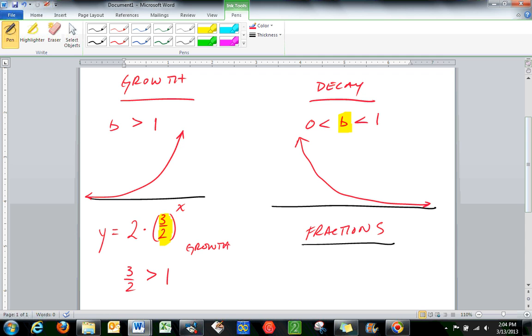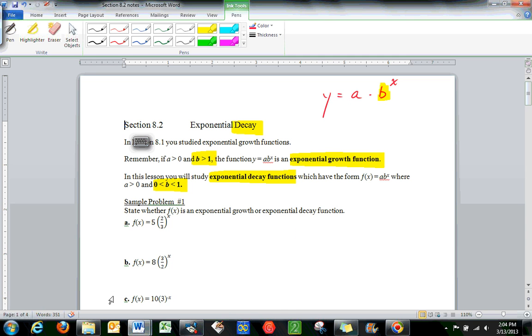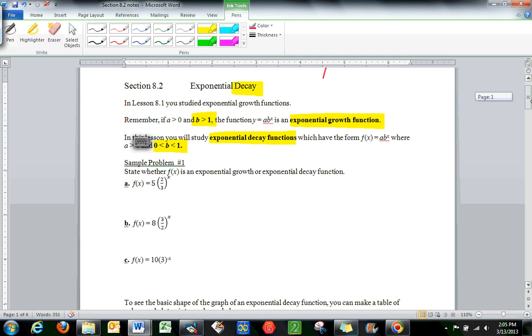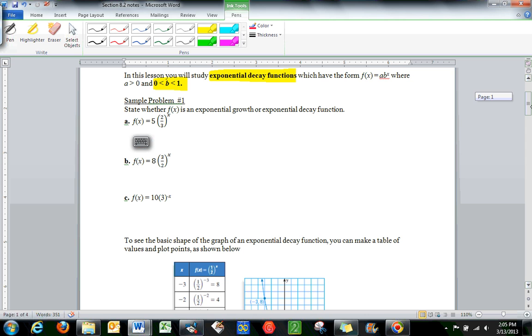So let's go back to the original set of notes, and we can look at some identification problems. If you look at sample problem number 1, these are just basic identification problems. We want you to state whether we're dealing with growth or decay. So look at A, B, and C for sample problem 1, and take a second to see if you can identify what type of exponential function we're dealing with.